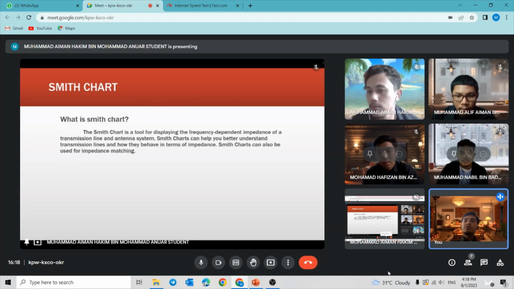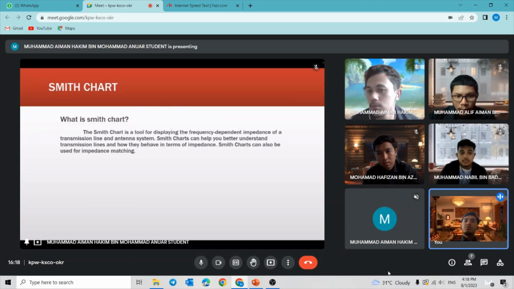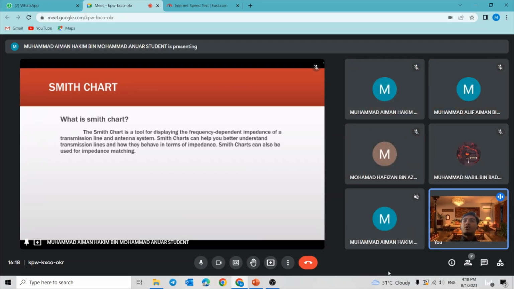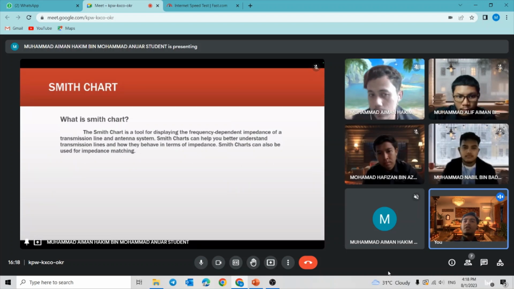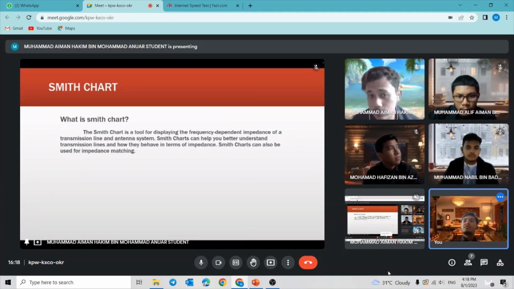Today I will present about the Smith chart. What is a Smith chart? The Smith chart is a tool for displaying the frequency dependent impedance of a transmission line and antenna system. A Smith chart can help you better understand transmission lines and how they behave in terms of impedance. It can also be used for impedance matching. Next slide.